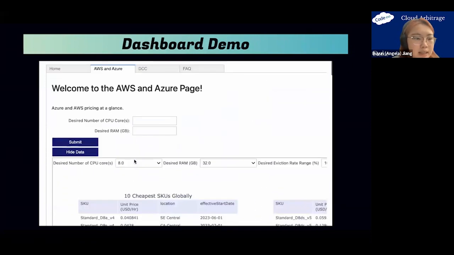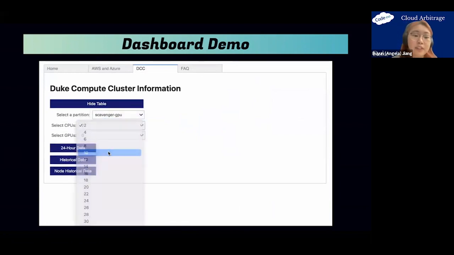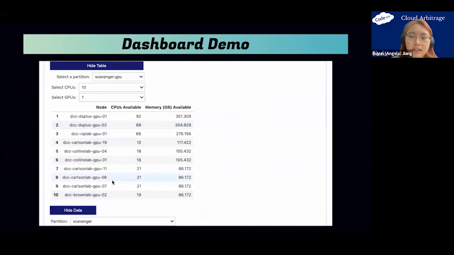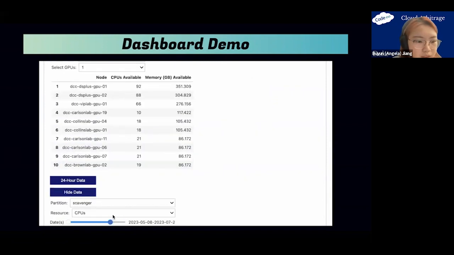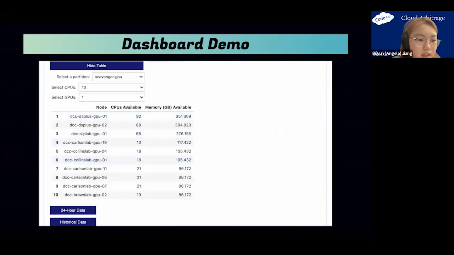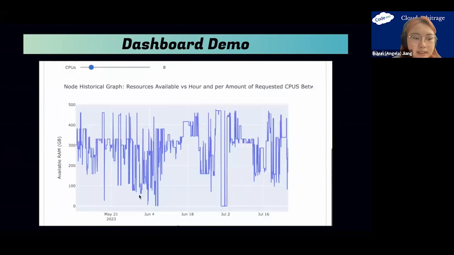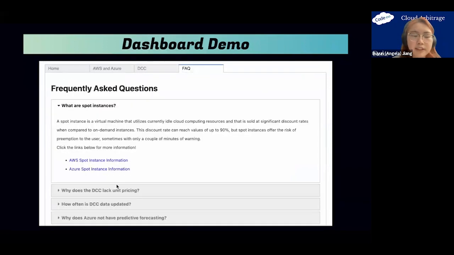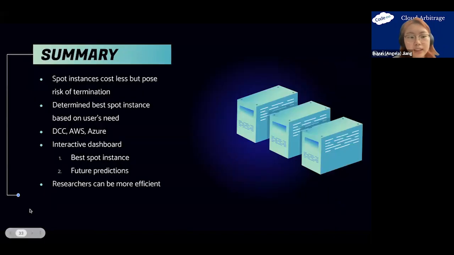Yeah, and then the third tab is for DCC, which shows you basically the availabilities that it collects based on partition. And then here's a 24-hour graph. So you can select the date and then memory or the CPU. And lastly, we have the historical job data. And here's the FAQ tab for some documentation for the researchers. And now Jalen will give a summary.